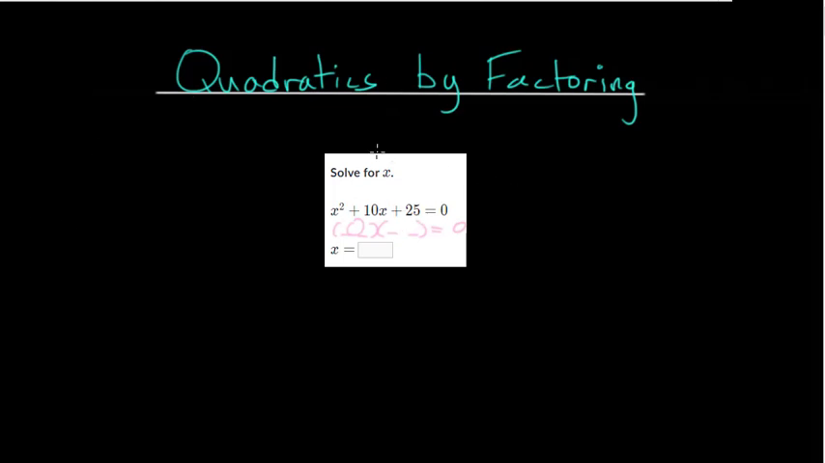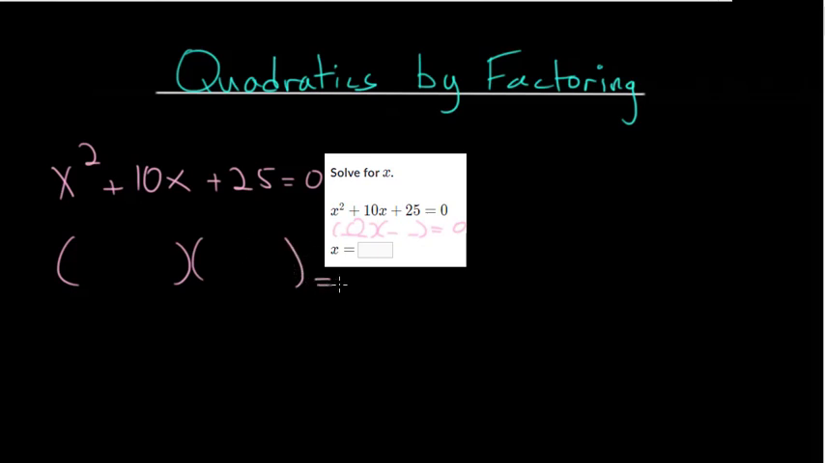So let's just jump right into the problem. We're going to rewrite it: x squared plus 10x plus 25. And there are a couple different ways you can factor this. You can factor it with the reverse FOIL method, which is what I'll use here, or you can factor it by grouping. So it's going to factor into these two binomials multiplied together.